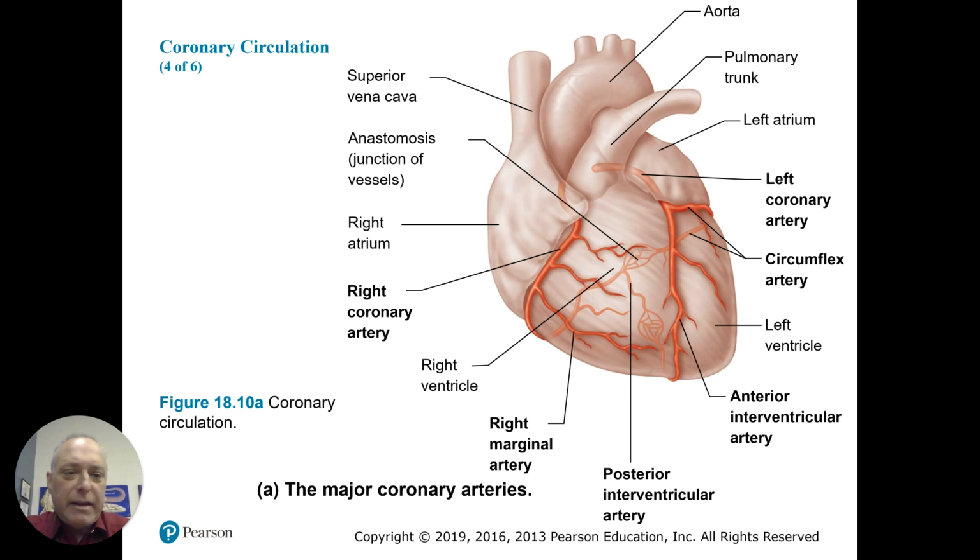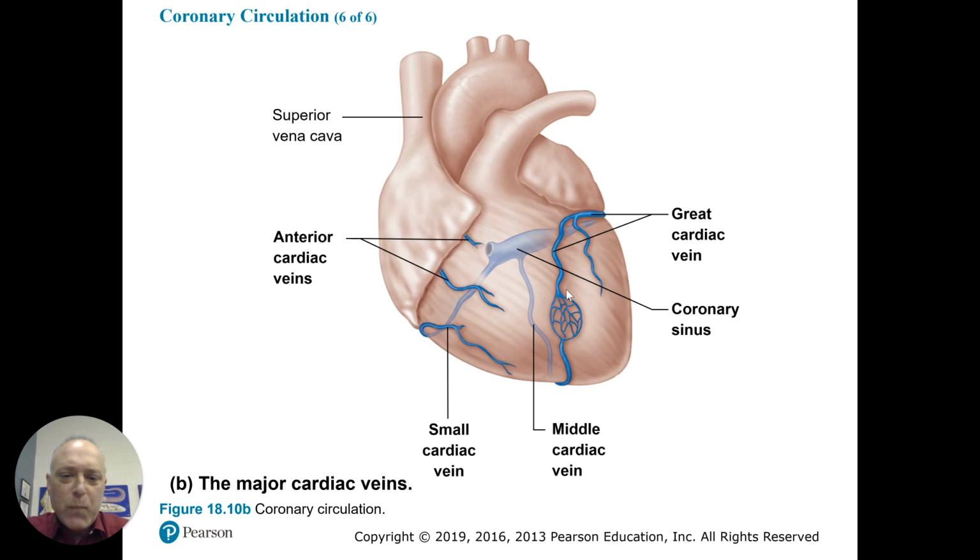Okay, another look at the coronary circulation, which branches off of the aorta. We've got our left coronary. This is the left main. It then divides into the circumflex and the left anterior descending. And then we've got our right coronary artery and a right marginal artery. The coronary arteries will perfuse the heart, and then blood is collected into the coronary veins and into the coronary sinus.